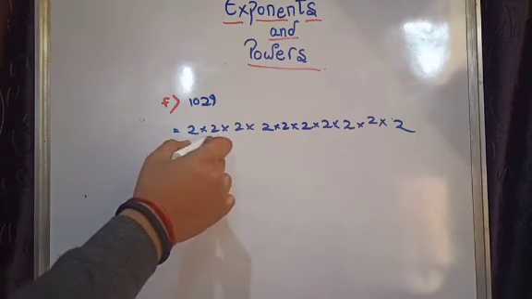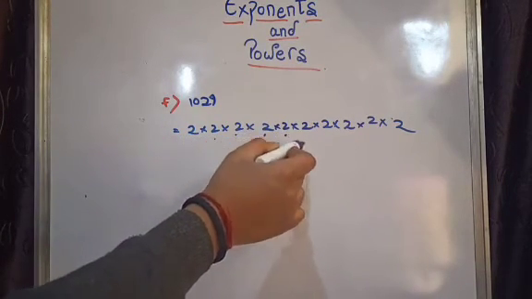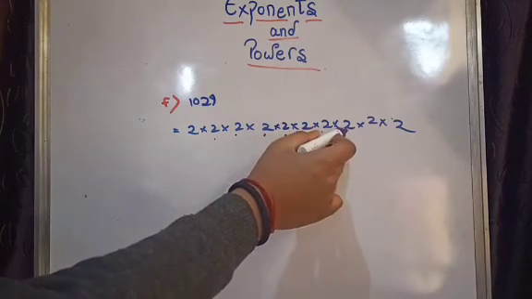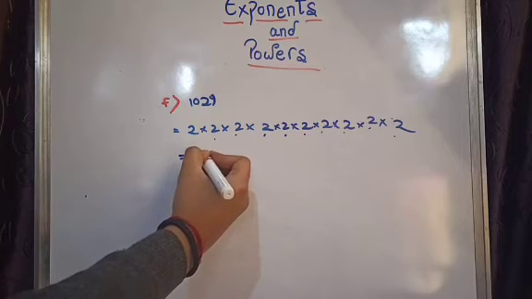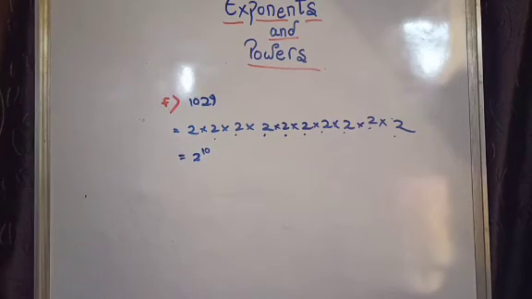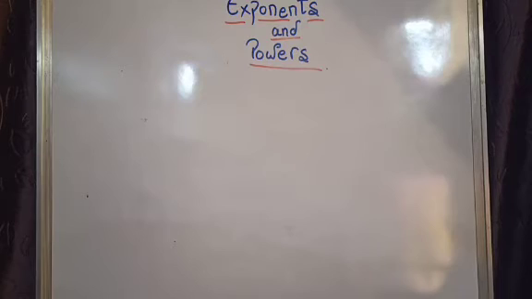Let me check. 2 to the 4, 4 to the 8, 8 to the 16, 16 to the 32, 64, 128, 256, 512, 1024. So it will result as 2 to the power of 10. And our F1 is also solved. Now you can solve G1 also and H1 also. So now we will begin our second question.